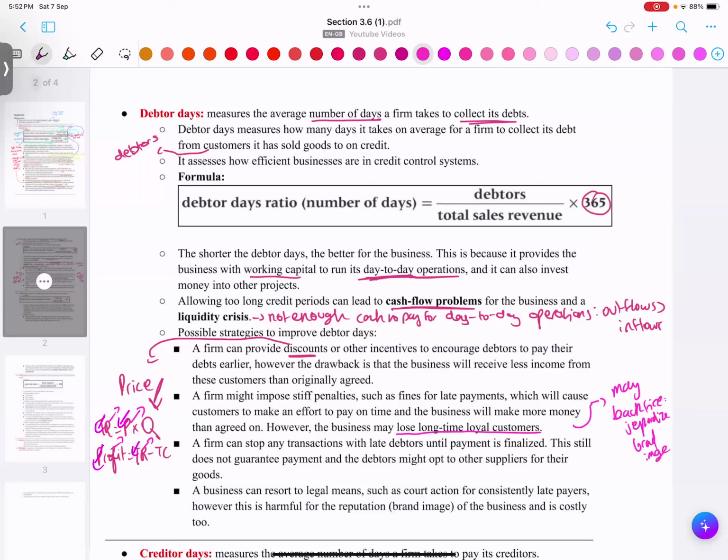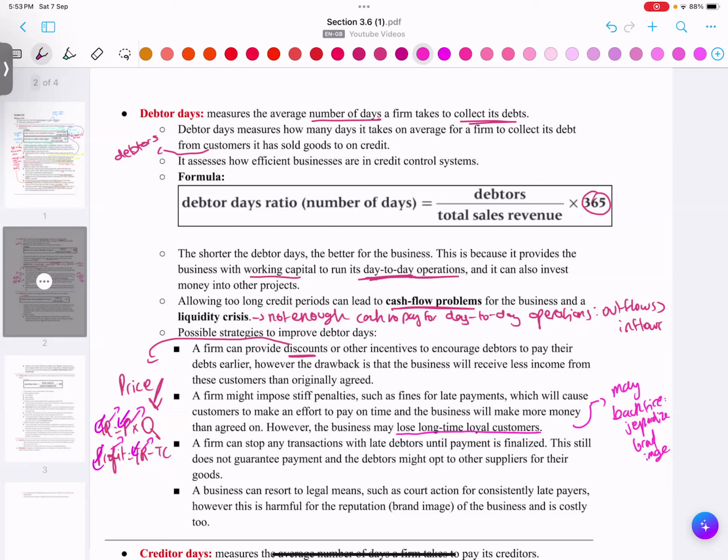A firm can stop any transactions with late debtors until payment is finalized. This does not guarantee payment, and the debtors might opt for other suppliers for the goods. Basically, this doesn't mean they're going to get paid if they just stop transacting with them. If they stop working with them, the debtors might just go to other suppliers and not end up paying at all. They might be like, since you're not responding to us, that means we can't take anything from you.